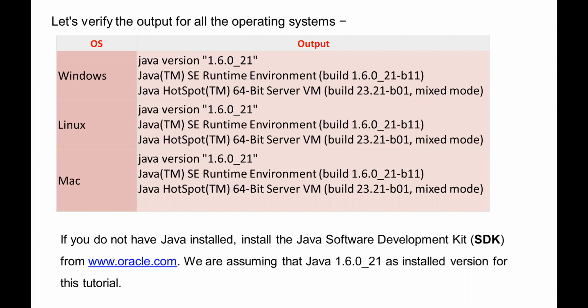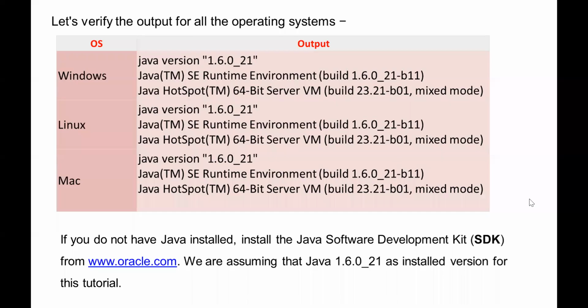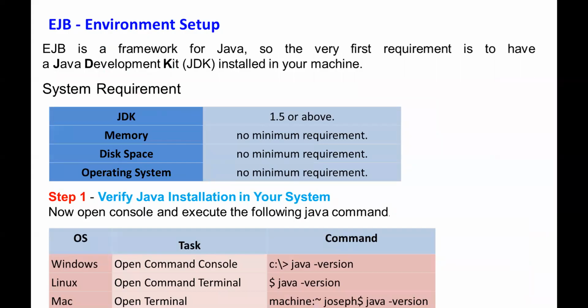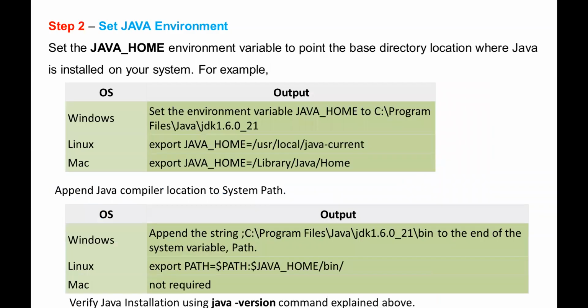So when you go to the next slide, first you should know that the Java development kit, version 1.6.0_21, is installed from oracle.com. Then that is the second step. So the first step is to verify the Java installation in your system. The second step is to set the Java environment.